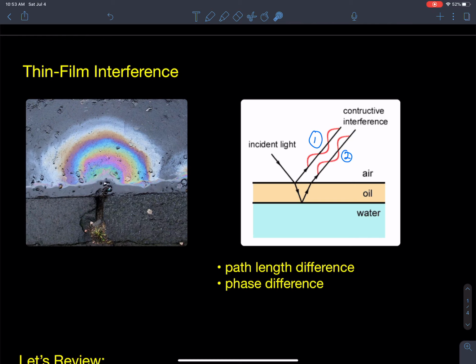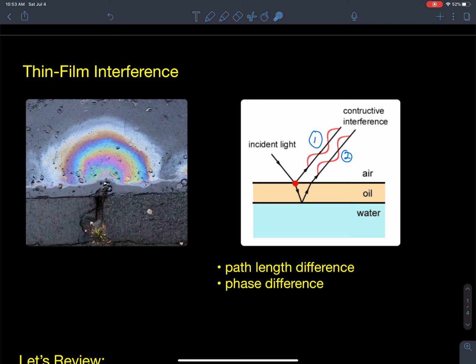On the other hand, if the phase difference between ray 1 and ray 2 is half a wavelength, or pi, they would destructively interfere. So that's the logic here. We're trying to see how many extra wavelengths ray number 2 traveled in the oil, and we need to be able to calculate that. And then we have to understand the conditions. How many wavelengths does it need to travel in that oil and come out so that it overlaps with ray number 1? That's the big idea.